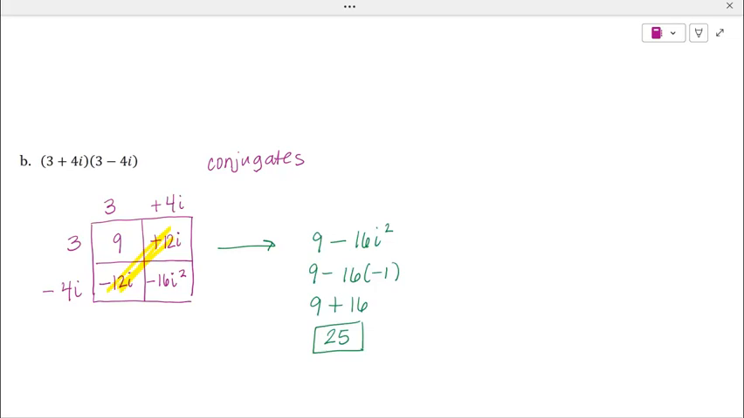Again, we use conjugates when we're trying to get rid of complex numbers because the last term changes into a real number and the two terms that have the i end up canceling each other out.